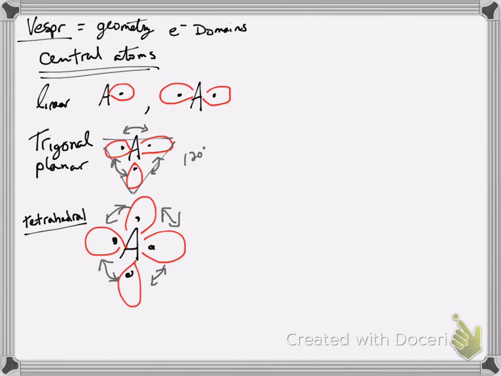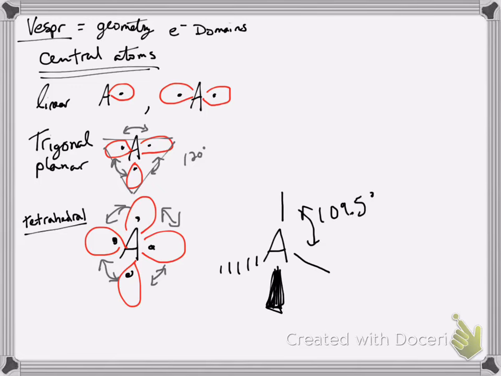Tetrahedral is like the New Mexico goat head shape. It looks like if you have an element, these two are in the same plane as the board. This one that's darkened means it's coming out toward the screen, and this one that's dashed is going behind the screen. The angle between each of them is 109.5 degrees. They're all the same angle apart.